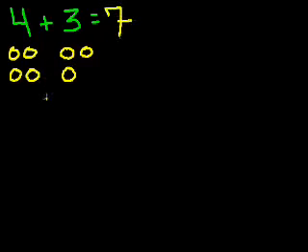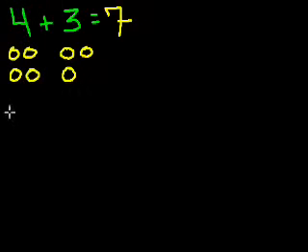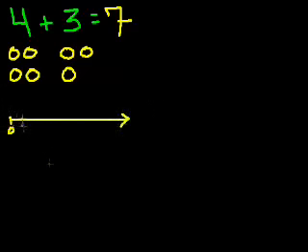Another way we could have viewed that is we could have drawn our number line, and I'll draw it in yellow because we're talking about lemons. So let's say that's our number line. And let me draw all of the numbers: 0, 1, 2, 3, 4, 5, 6, 7.